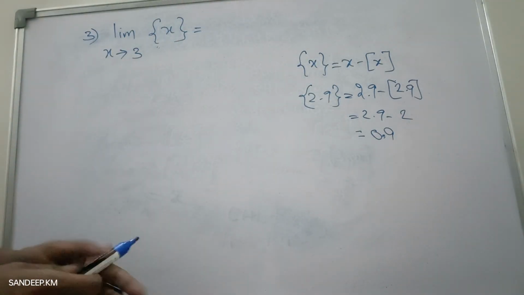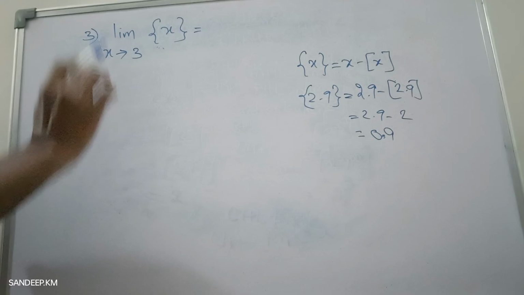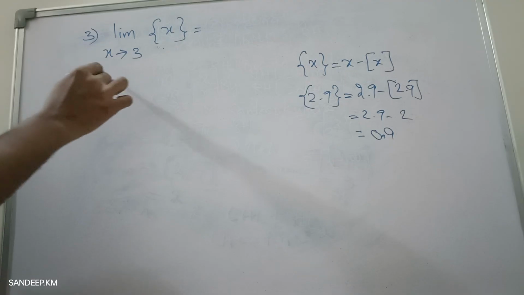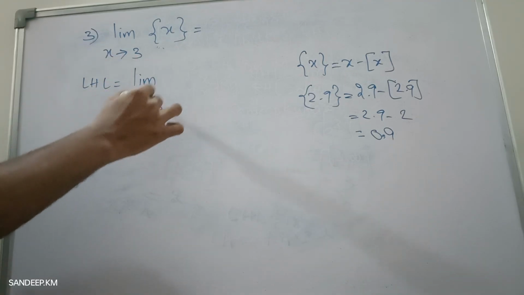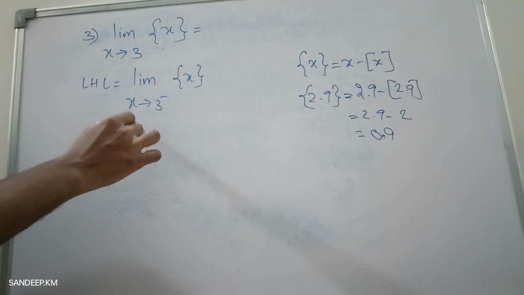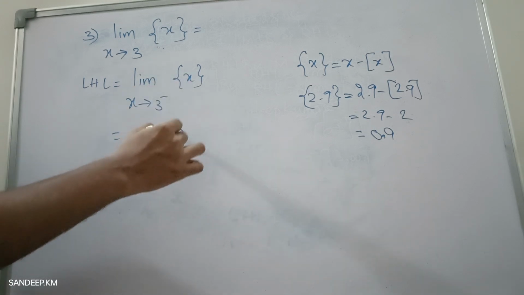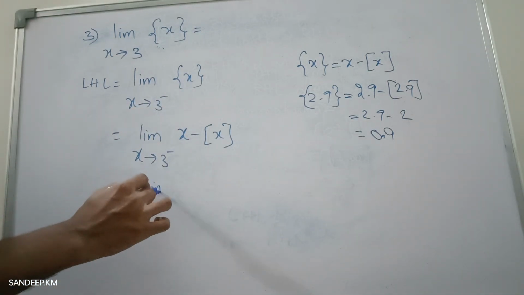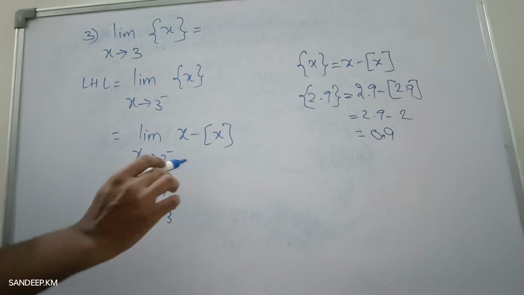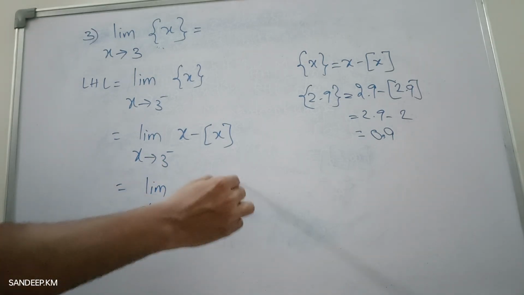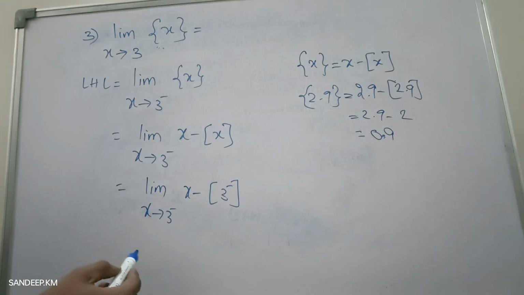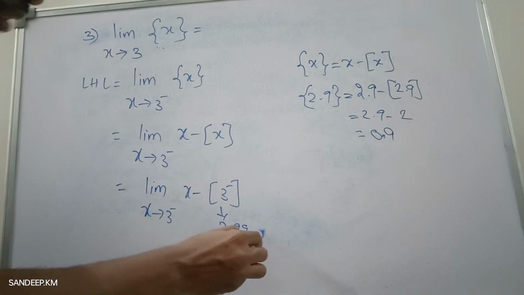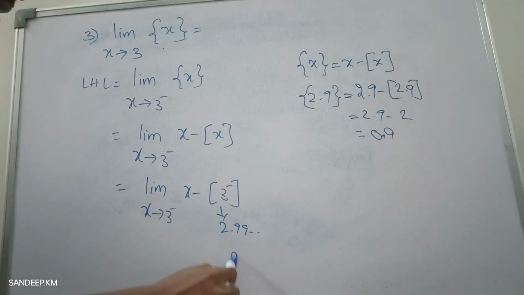Let us see whether the limit of the fractional part of x exists or not when x is approaching an integer, 3. For this, first let me take LHL. Limit x approaches 3 minus fractional part of x, which is x minus step x. I have used the definition of fractional part of x. Observe one thing: first I will substitute x as 3 minus here. Step of 3 minus is how much? 3 minus means 2.99 something, correct or not? Step of 2.99 something is 2 only.